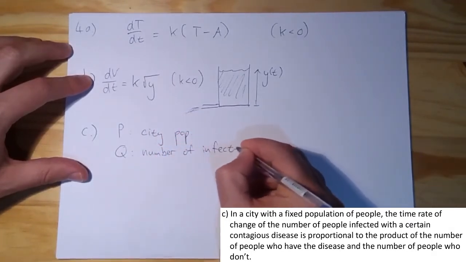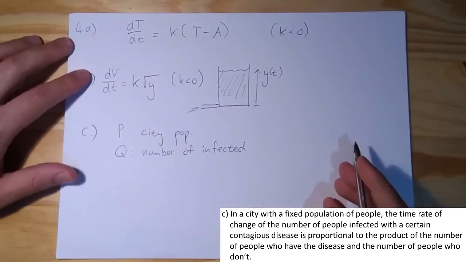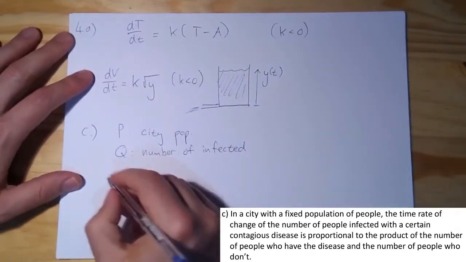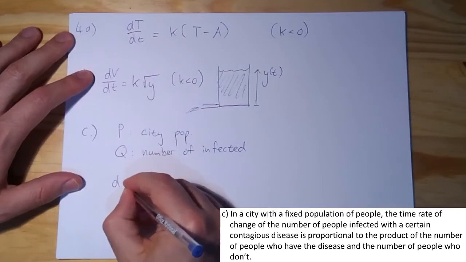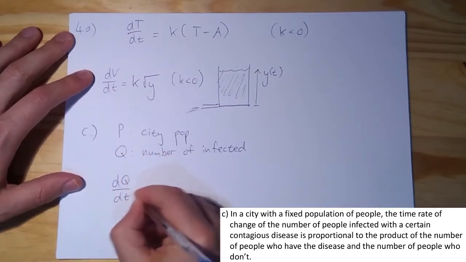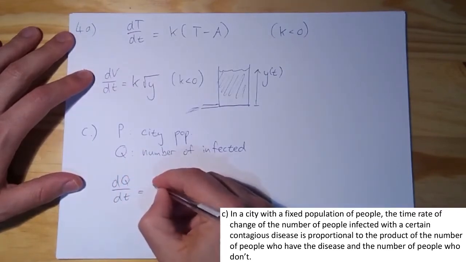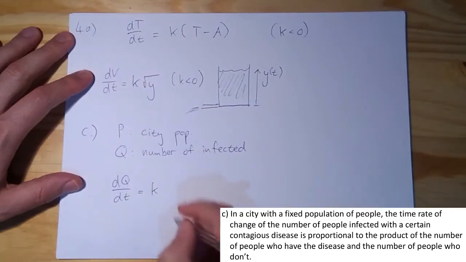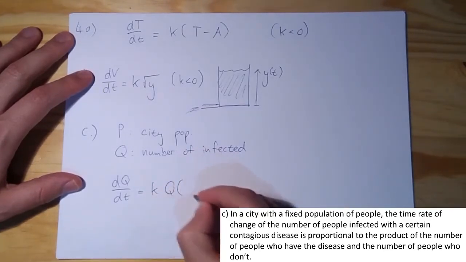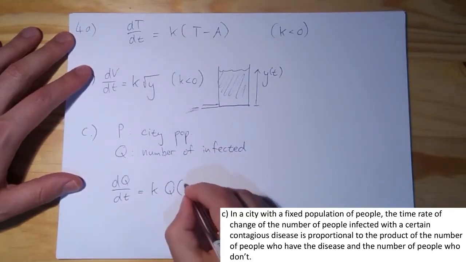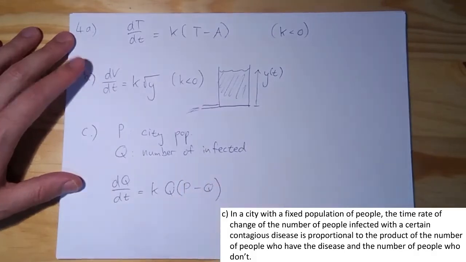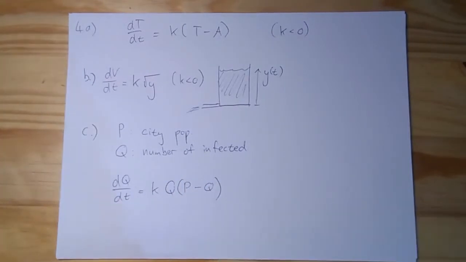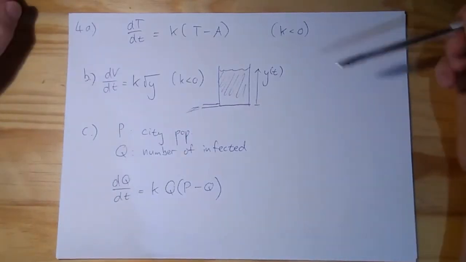Then, if that is to be believed, it says that the rate of change of the number infected is proportional, so some constant, times the product of the number that's infected with the number that isn't. So that would be P minus Q. Okay, and there it is. A simple differential equation that could at most be relevant for some window of time. Okay.